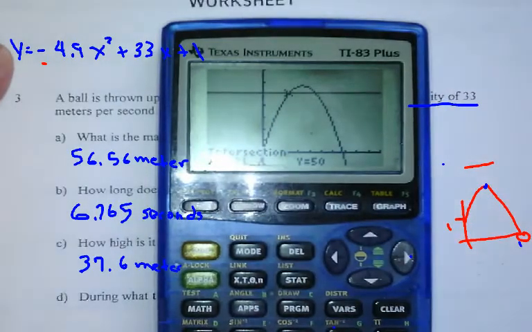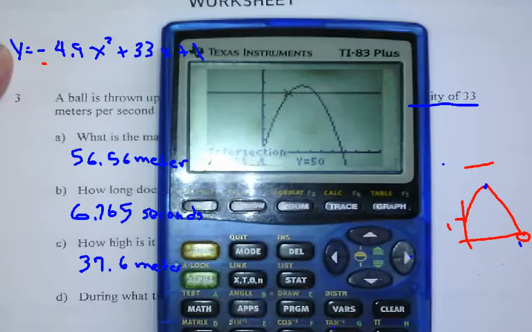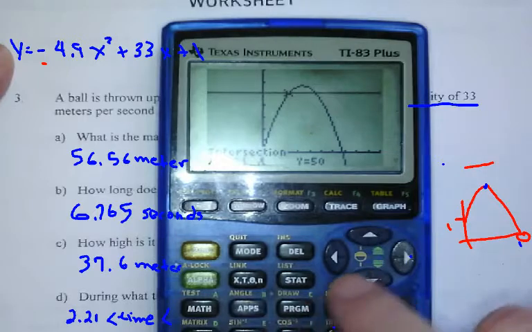2.21. So we're going to say all the time in between 2.21 seconds, and what's the other one? That's the question.